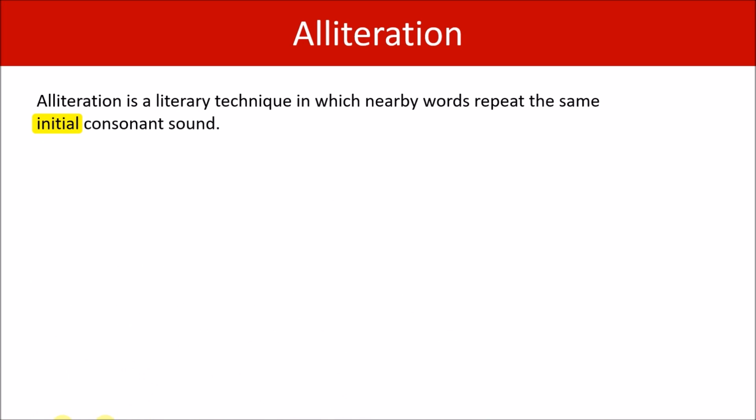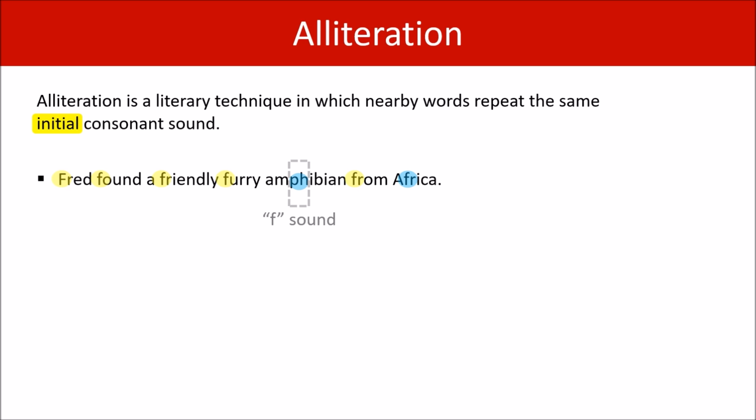Look at this example. Fred found a friendly furry amphibian from Africa. Like before, some of the sounds in the alliteration are in the middle of the word. But yet that's not the definition of alliteration. So here we have the F sound repeated at the start of the words. But look, here we have an F sound, not always the letter F, but an F sound in the middle of words. And this sounds like it's part of the alliterative string. And it is, and I'm going to tell you why.